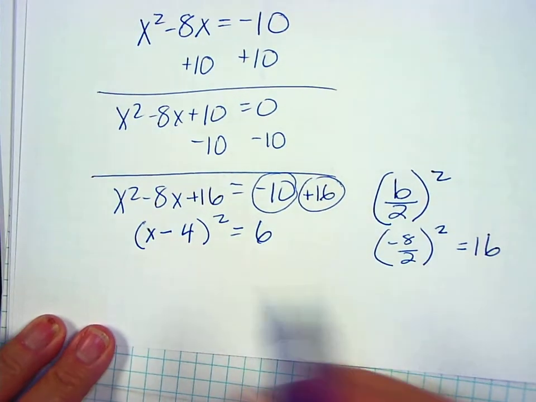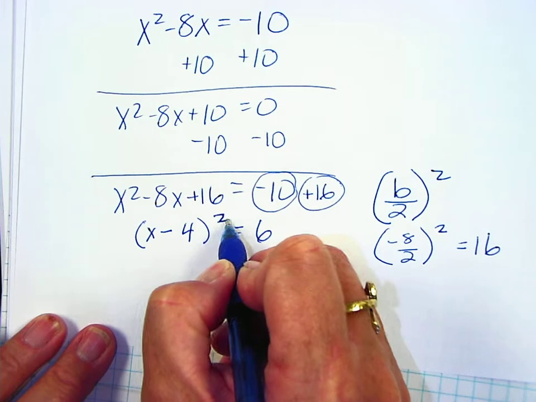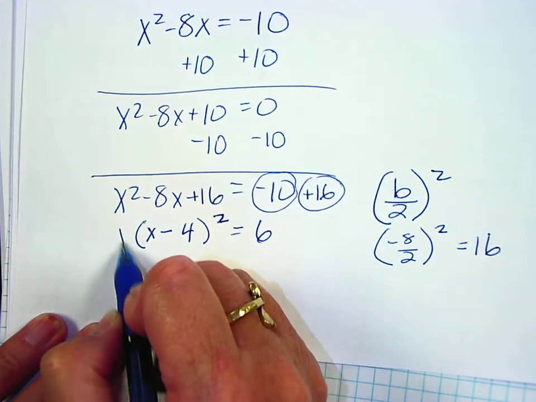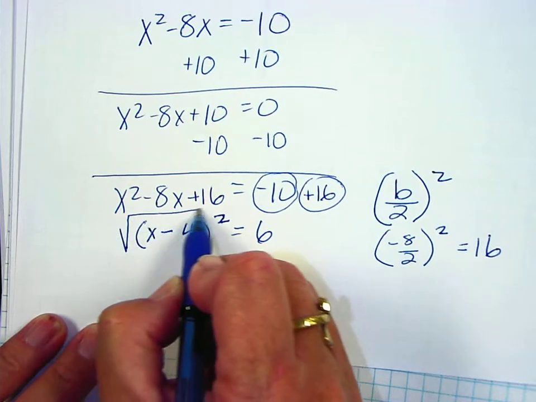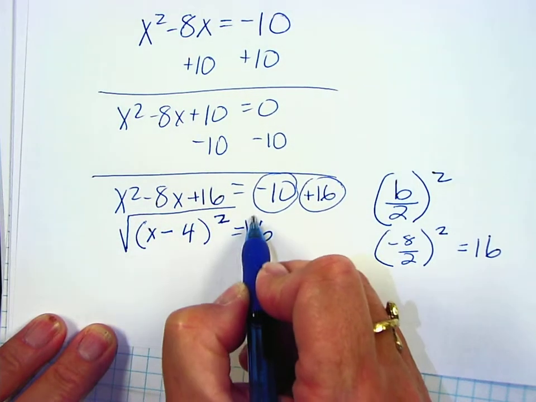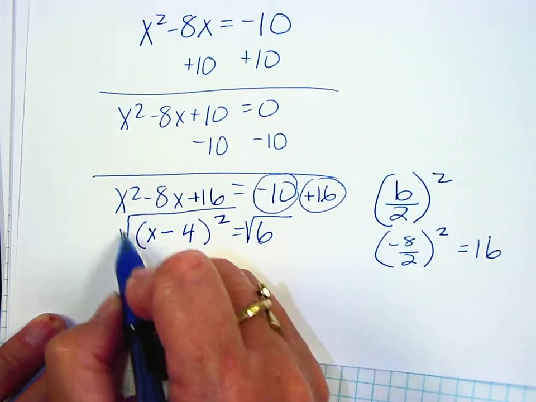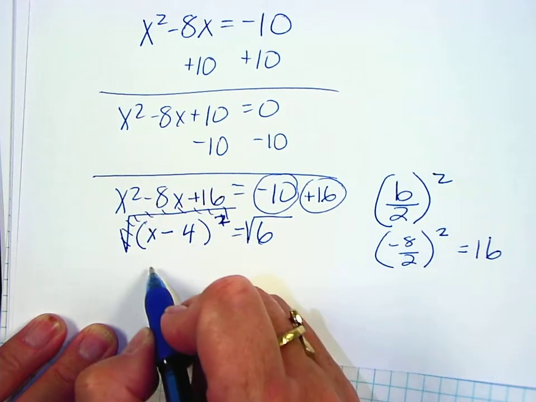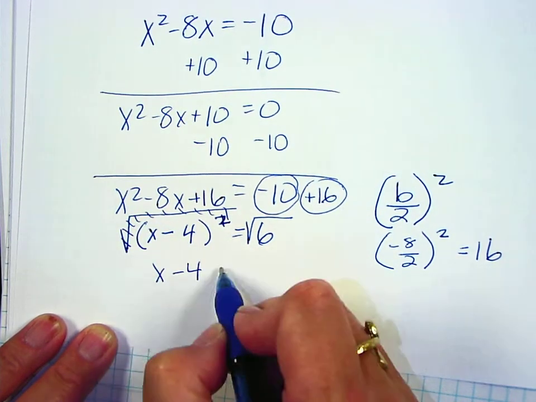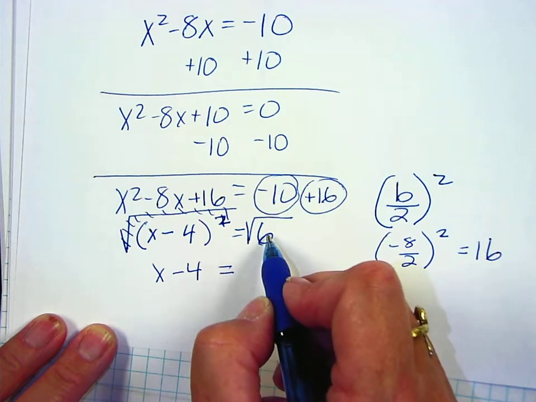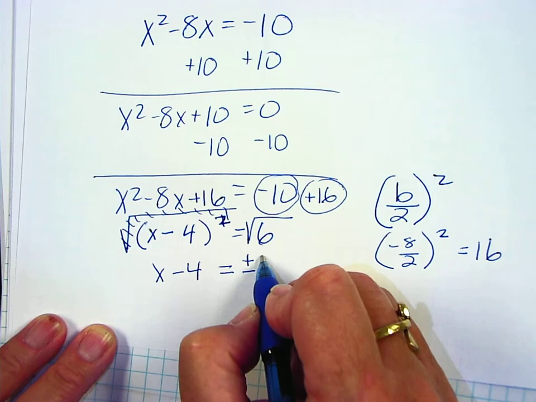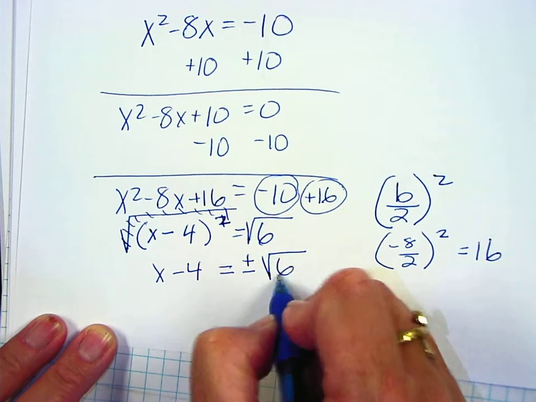Now, I want to get rid of this exponent. The inverse of squaring something is taking its square root. If I do it to this side, I have to do it to this side. This radical sign cancels out my exponent, and I'm left with x minus 4. And over here, 6 does not have a nice tidy square root, so we're just going to call it plus or minus the square root of 6.